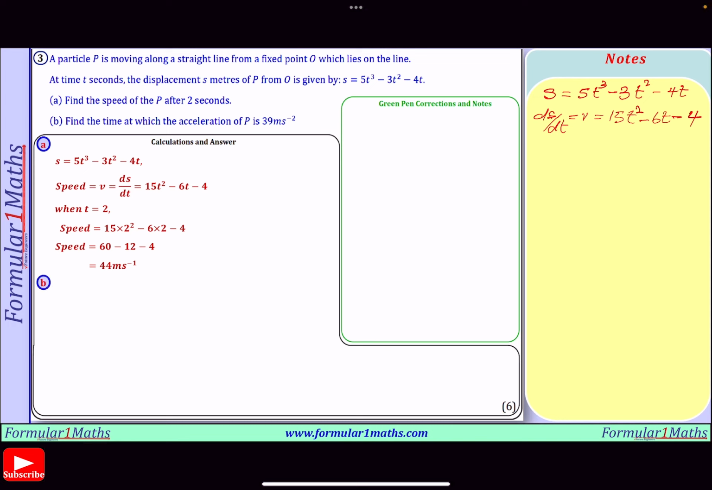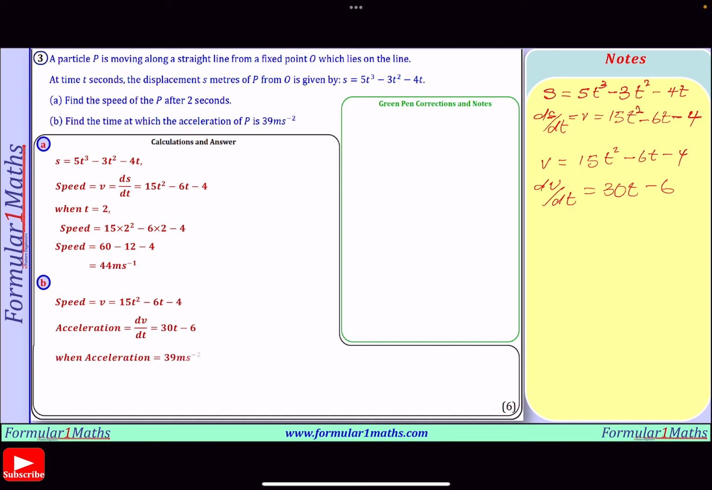B. We have now established that speed is equal to 15t squared minus 6t minus 4. To get the acceleration, we need to differentiate speed or velocity with respect to time. And so v is equal to 15t squared minus 6t minus 4. The acceleration will be given by dv/dt equals 30t minus 6.